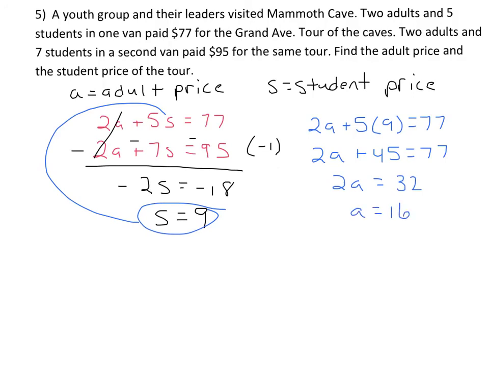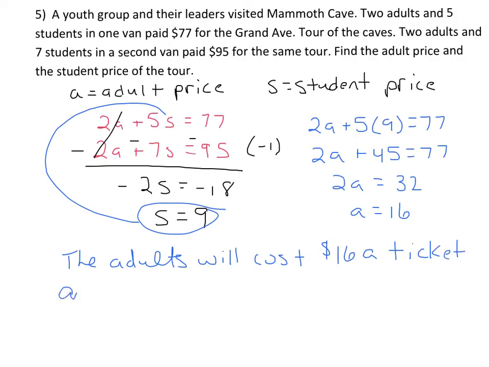Okay, so again, write your final answer in complete sentences. So the adults will cost $16 a ticket, and the students will cost $9 a ticket.